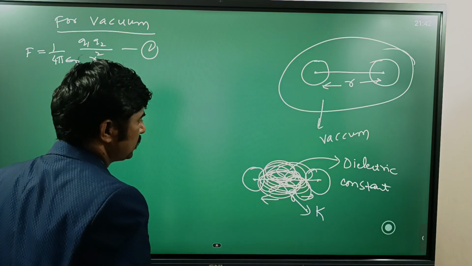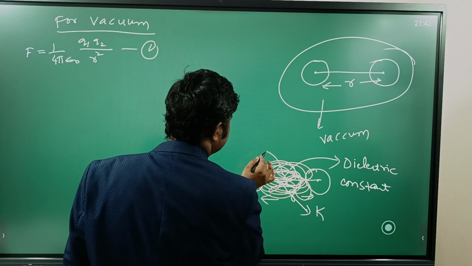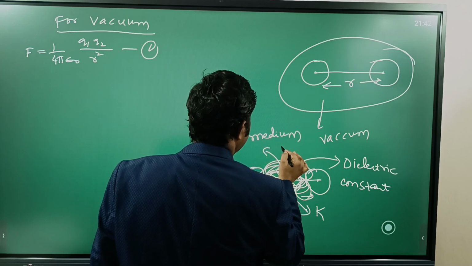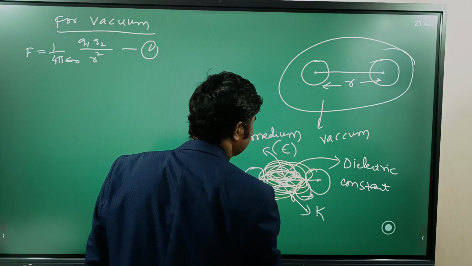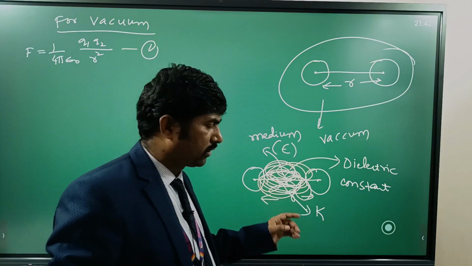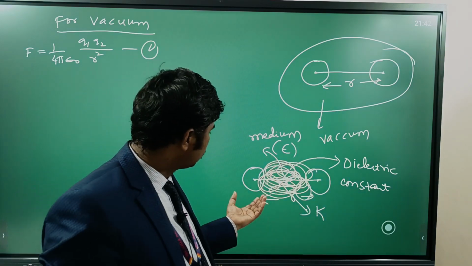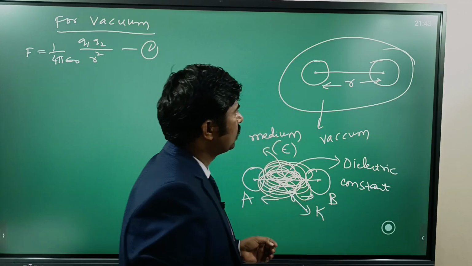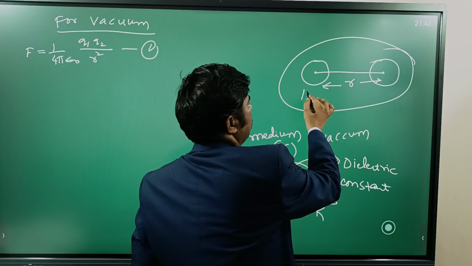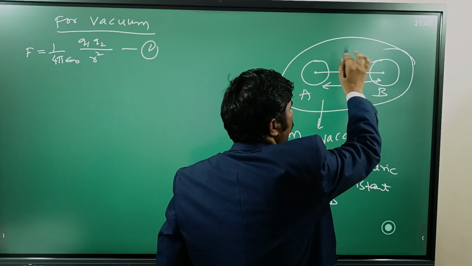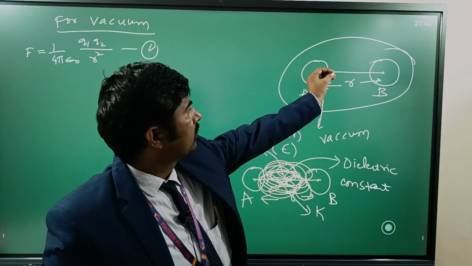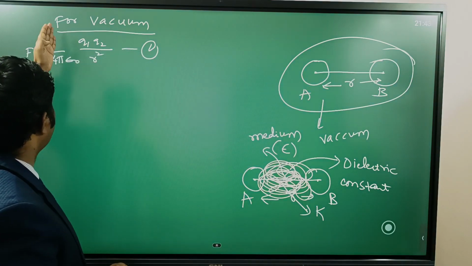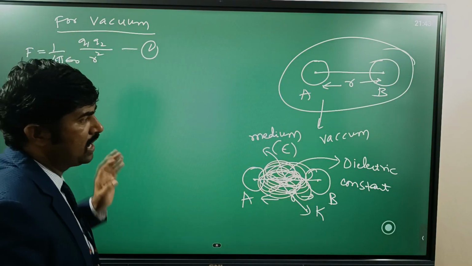For example, this dielectric constant, I will call this the medium. So this is the medium, and the medium has a value epsilon. I am making you very clear. So these are the two spheres by name A and B. In the first case, A and B, two spheres, there is no medium, absence of air, it is in vacuum. The force of attraction is maximum. F is equal to 1 by 4 pi epsilon naught q1 q2 divided by r square.